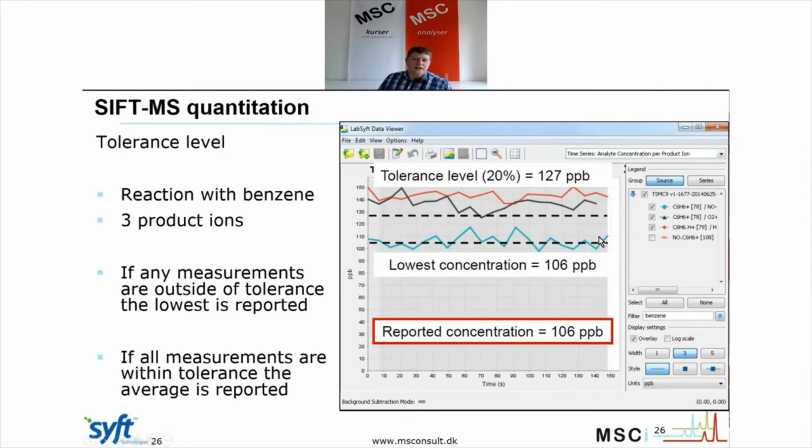If they had been within the limits, if we had put a tolerance level of 30%, then it would report the average of all of the signals. But if any measurements are outside, the lowest is reported. And actually, this is ppb, but it's actually ppb per volume.